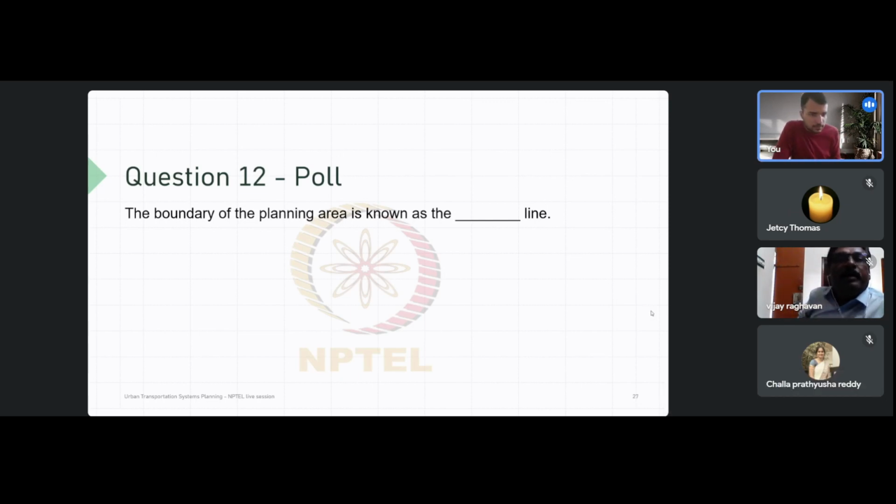We'll discuss the answer. When we are trying to do travel demand forecasting, we'll decide, okay, this is our planning area. We'll designate a set of zones and try to demarcate the boundary. Let's say we have zone 1, zone 2, zone 3, and finally zone 4. How these areas will be bound together, that is known as the boundary or the cordon line. So that is the boundary.